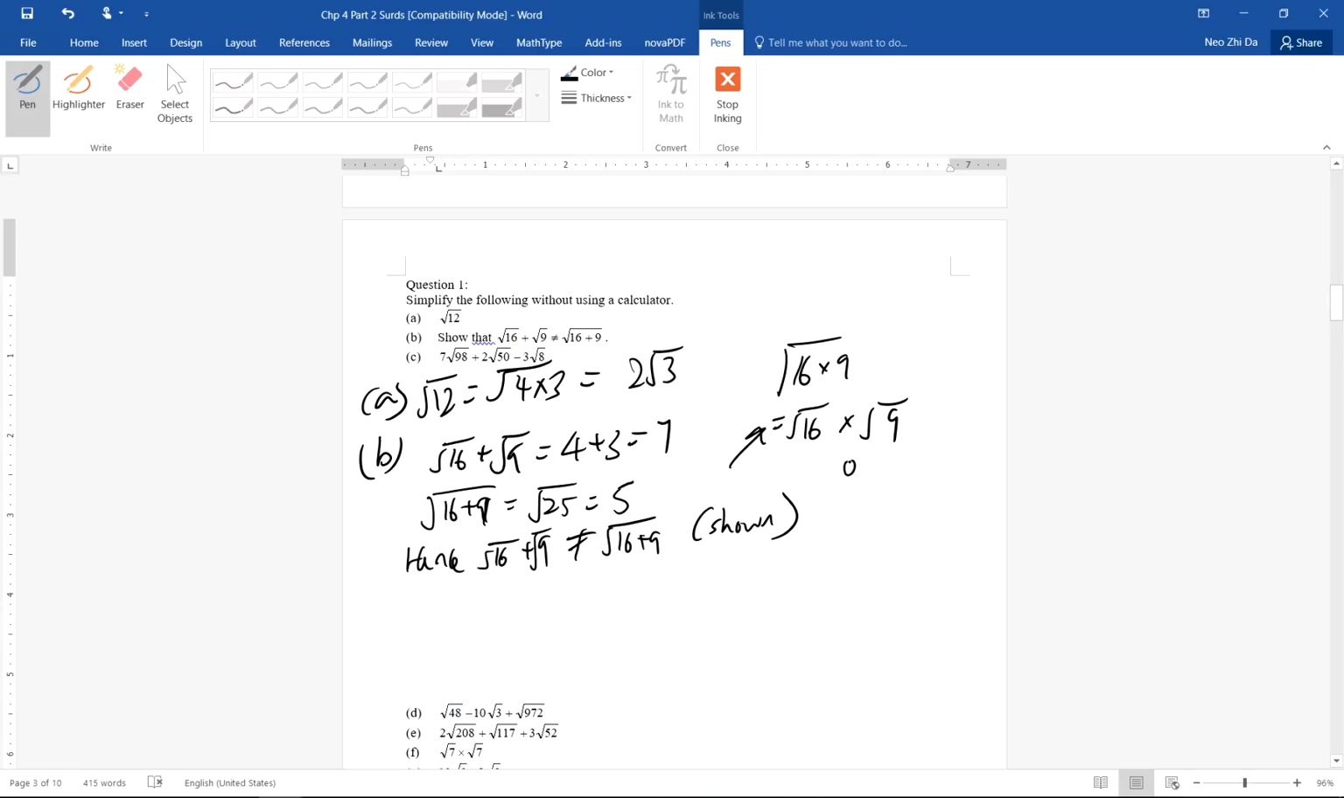So give you another example. Another example is going to be like that. This one you can break it up. Okay, times or divide. All right, part C.